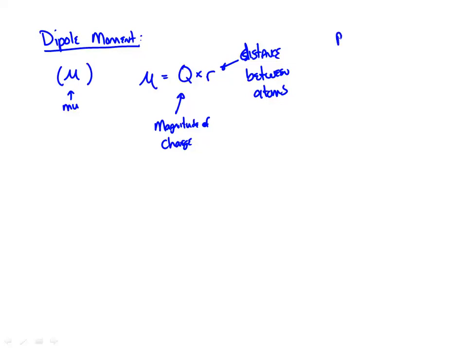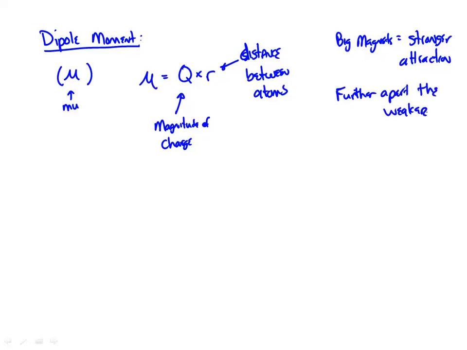And if you think about it, it makes sense. We know that big magnets equal a stronger attraction. And we know that the further apart magnets are, the weaker the attraction should be. And so the dipole moment, or the size of that dipole, is simply given by that equation.